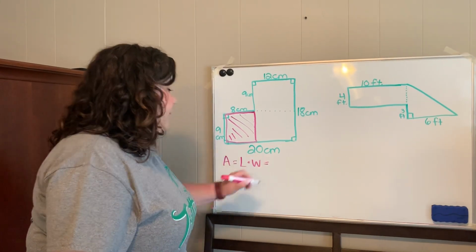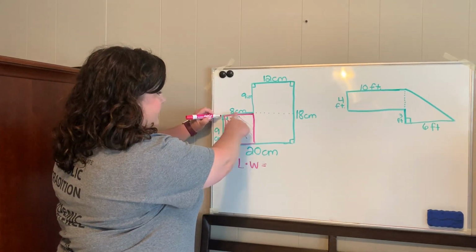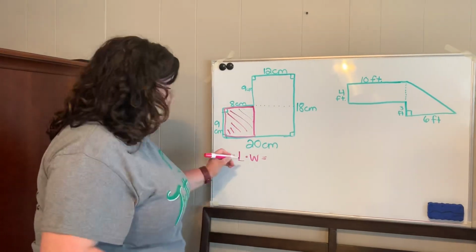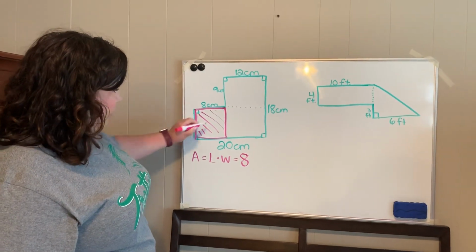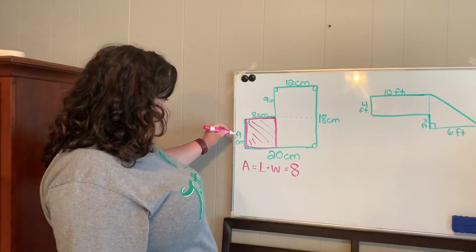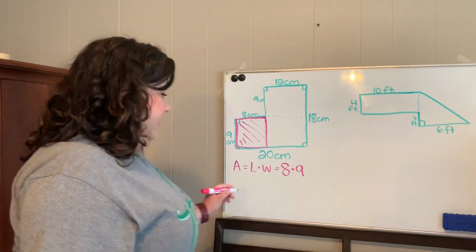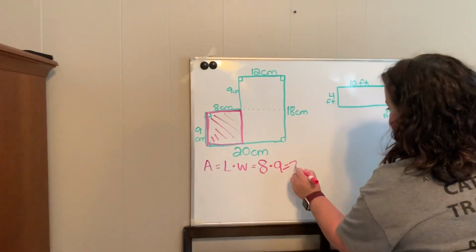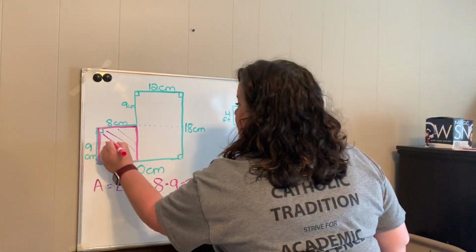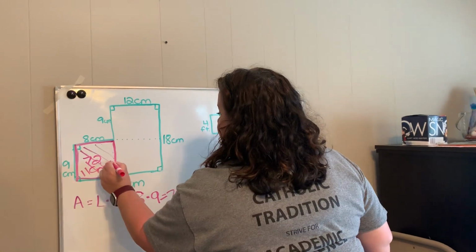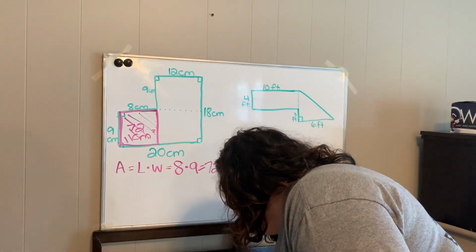So I'm going to find the length first. So if I only need from here to here, then I can look up at this number and it tells me that it's 8. So I can use that as my length. And then I need the distance for the 2 sides, and that's 9. So 8 times 9 is 72. So I have 72 centimeters squared for this pink rectangle right there. Now, I need to move to the next one.